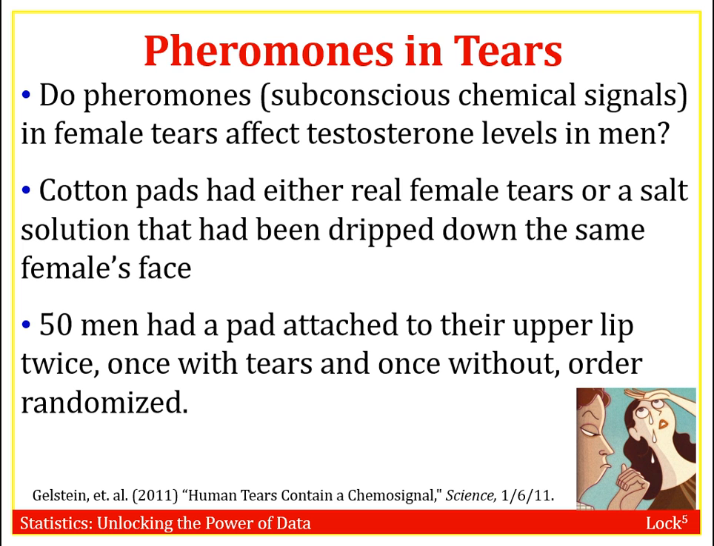So what is this situation? It is paired data because you have 50 men who on their upper lips once had tears and then once without. In other words, it was the same man that got both treatments, and you're comparing the results of both. So you're getting one difference, which is your data point, from each person.